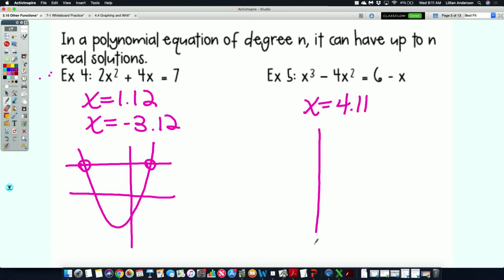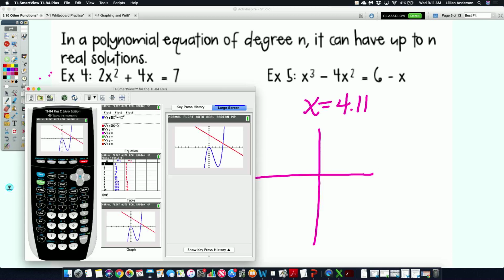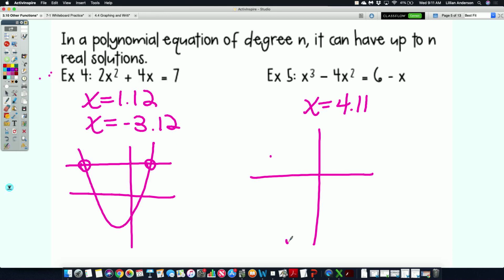You said we can have like 3 solutions? You could have up to 3 solutions. And that's because this has a degree of 3. The degree of any polynomial equation is the largest degree or the largest exponent in the equation.